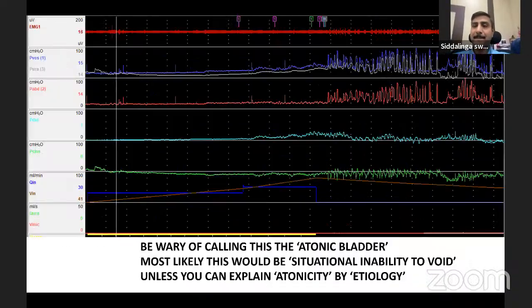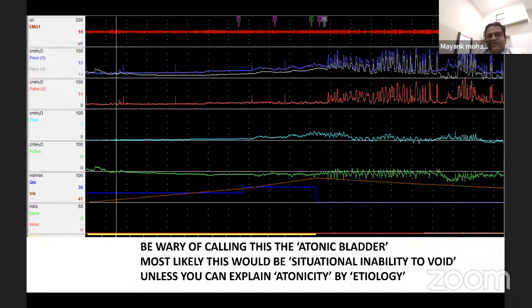Like, see this graph. Will you call this detrusor atonia? Actually, this patient was not able to urinate. So the patient tried hard and strained and passed some urine like that. So I will not call it atonic bladder, because calling it atonic bladder has to corroborate with clinical findings. Like, which patient will have an atonic bladder?